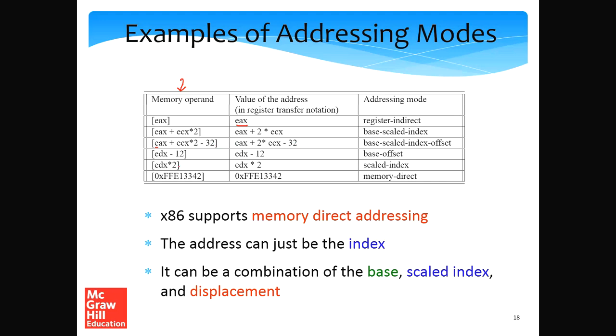Similarly, we can have base offset just EDX minus 12. We can just have scaled index, which is just EDX into 2. And we can just have a displacement, which becomes memory direct. So we can directly specify the memory address. So this is also allowed in this form.